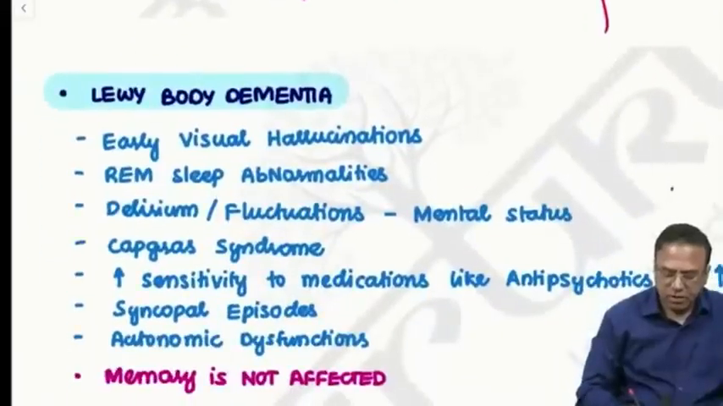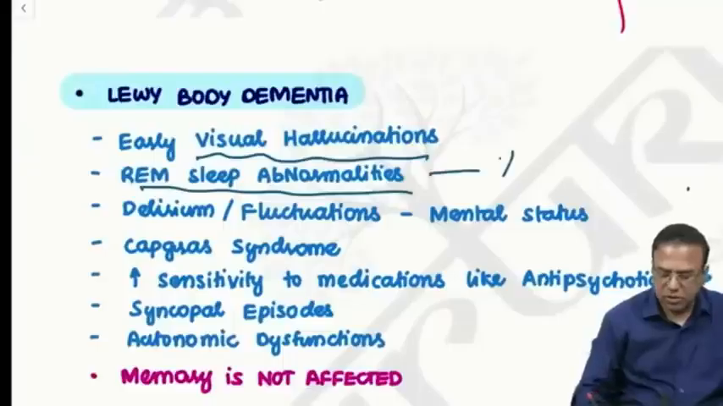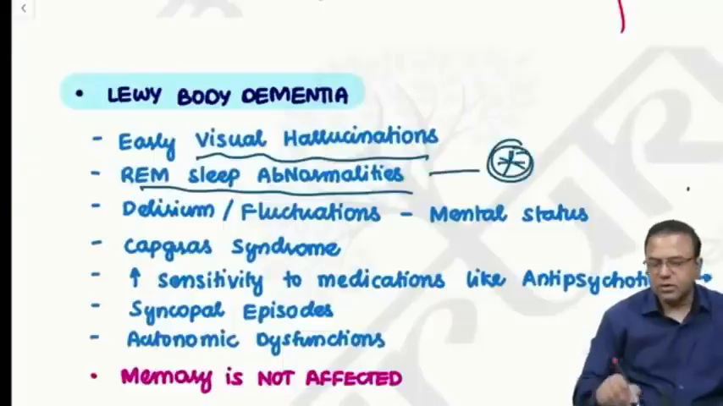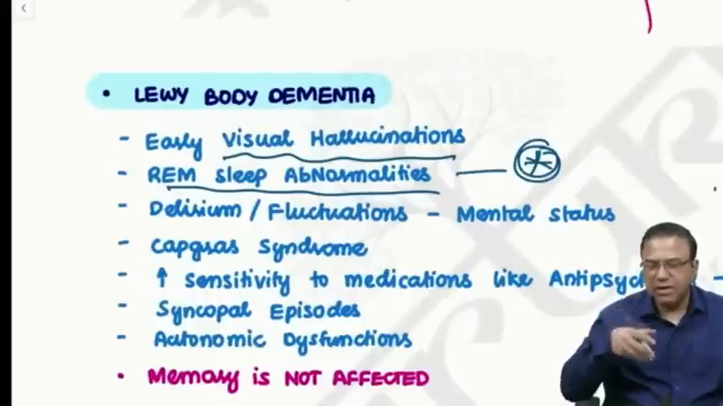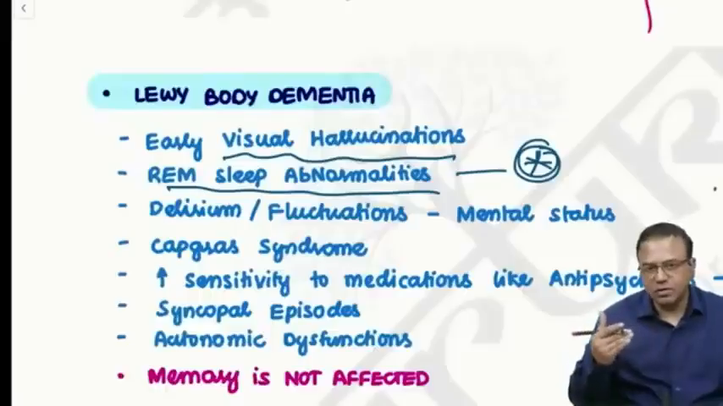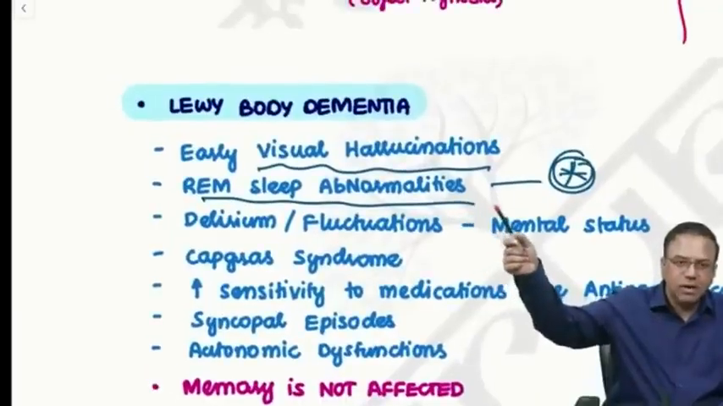If you see a patient having visual hallucinations, REM sleep, this was asked in the exam. Which dementia comes with REM sleep? What is REM sleep? REM muscle tone is not suppressed. So because of that, whatever he's dreaming, he will enact in his dream. Bizarre movements he'll do in his sleep. That is REM behavioral disorder or REM sleep abnormality.